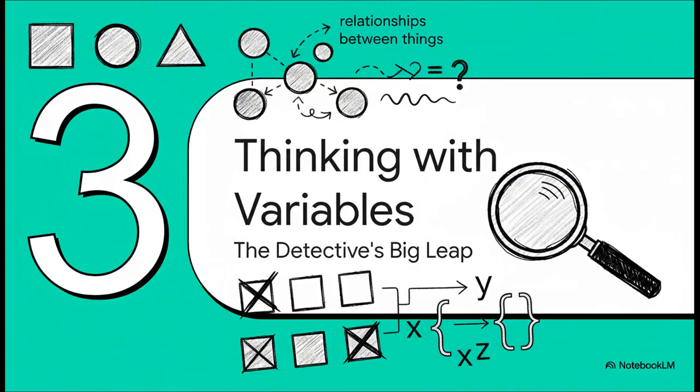So to solve this, our apprentice can't just check off boxes. It needs a huge conceptual breakthrough. It needs to learn how to think with variables. To think, not just about fixed attributes, but about the relationships between things. This is a whole new ballgame.